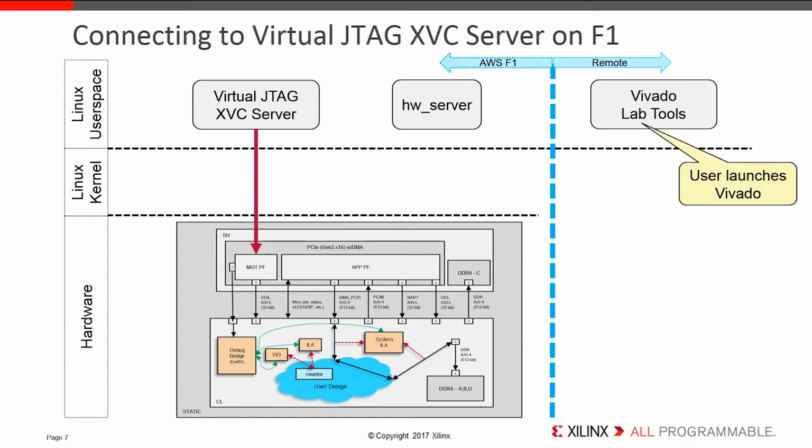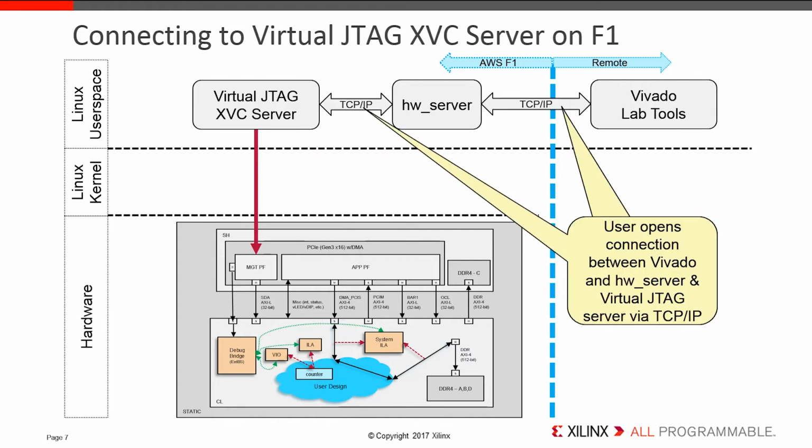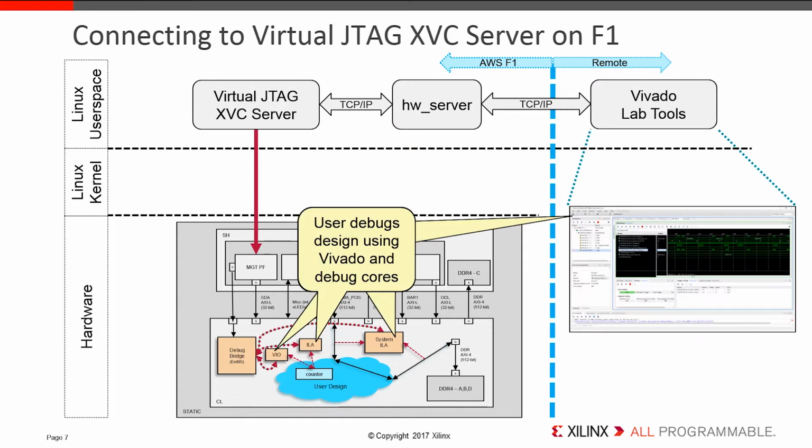Now that you have both the hardware server and the virtual JTAG server running, you can now invoke Vivado. You can either invoke Vivado on the local F1 instance, or you can invoke Vivado on a remote machine, such as your laptop or your Linux machine. You will then open a connection between Vivado, the hardware server, and the virtual JTAG server using TCP/IP. Now you can use the Vivado GUI to interact with the debug cores.